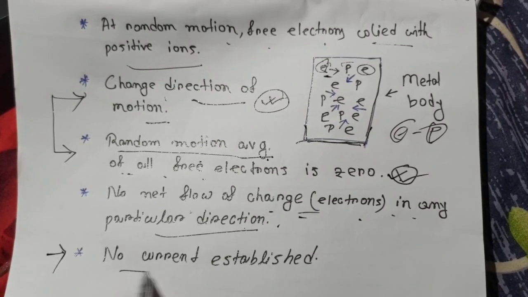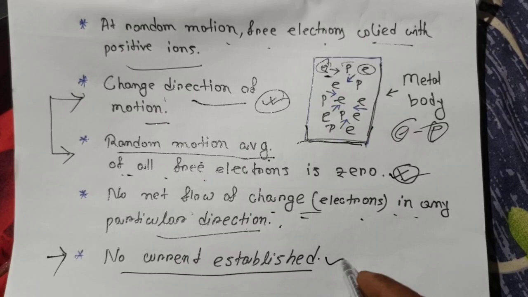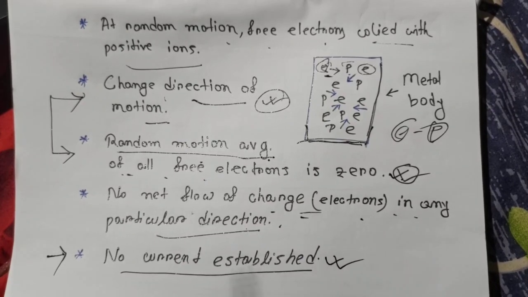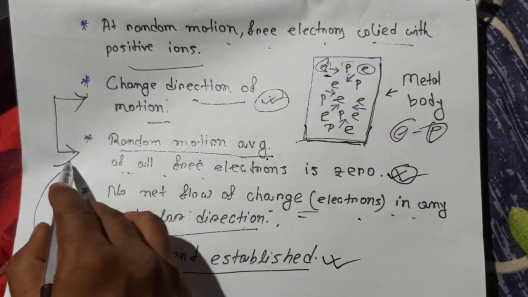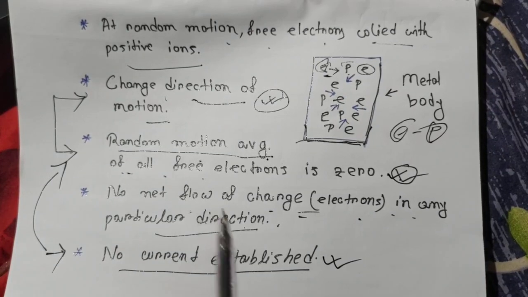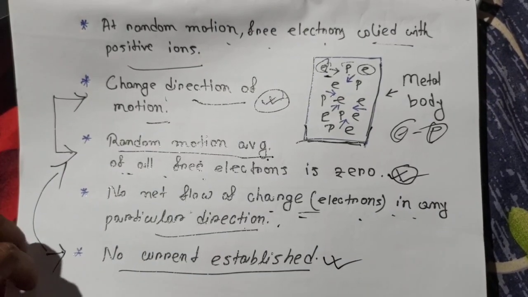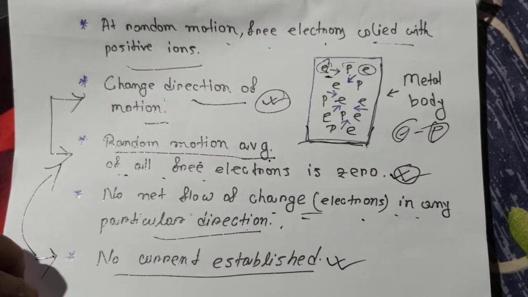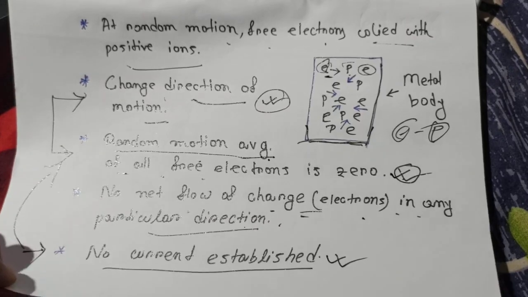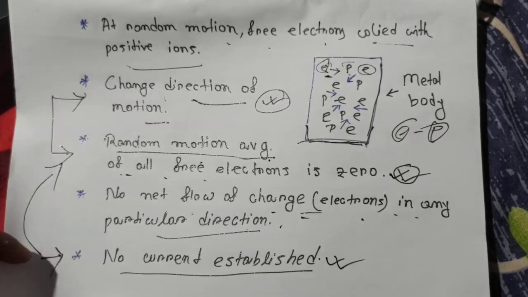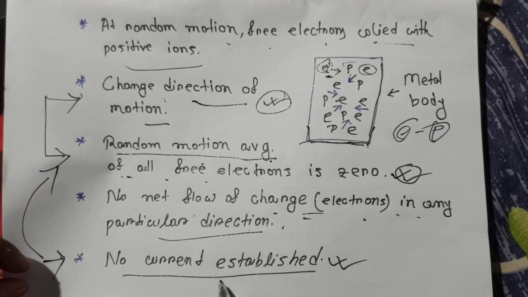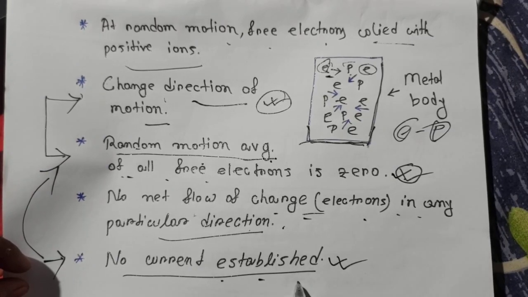And no current is established, again because of the same two reasons. Suppose one good conductor is there, but in normal condition no current is established, meaning there is no flow of current.